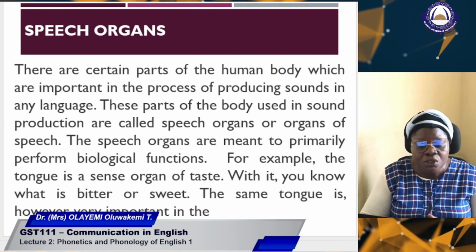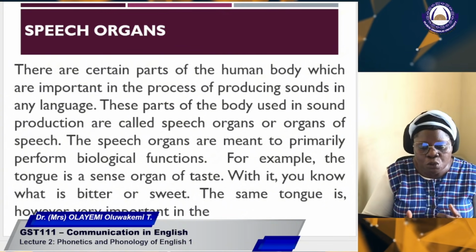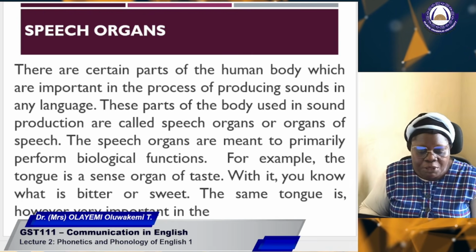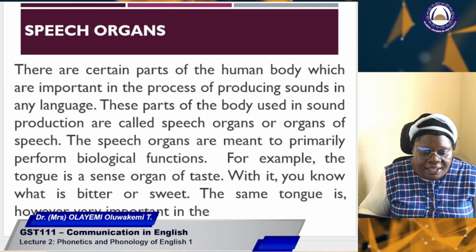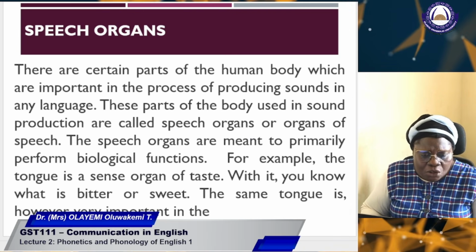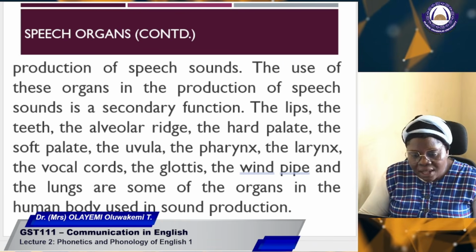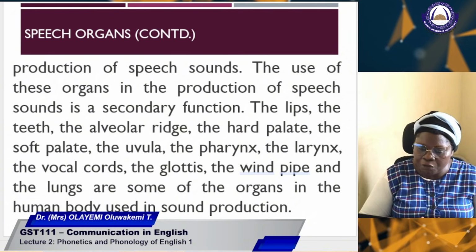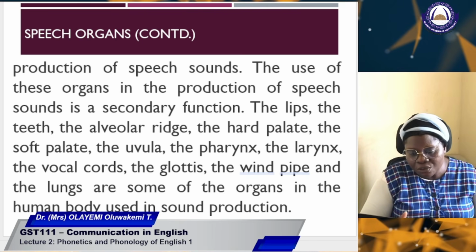Some are visible, some are not visible. You can't see them. They are internal, but they are also contributing to the articulation of speech sounds. They also play prominent roles in speech production. So we are going to consider some of these speech organs in this section. Speech organs are divided into two. We have the speech organs that perform primary functions, and we have them performing also the secondary functions.